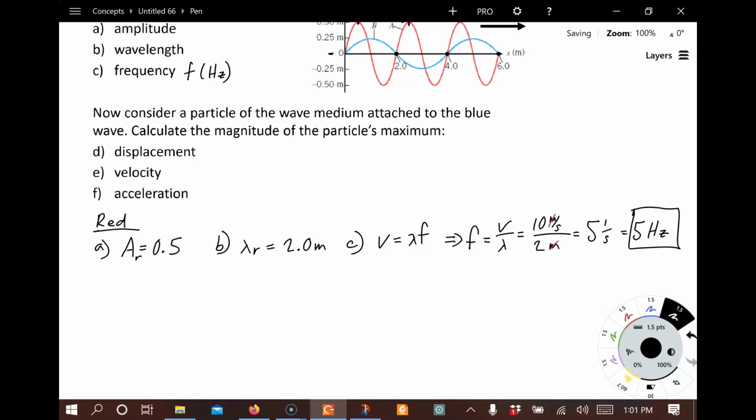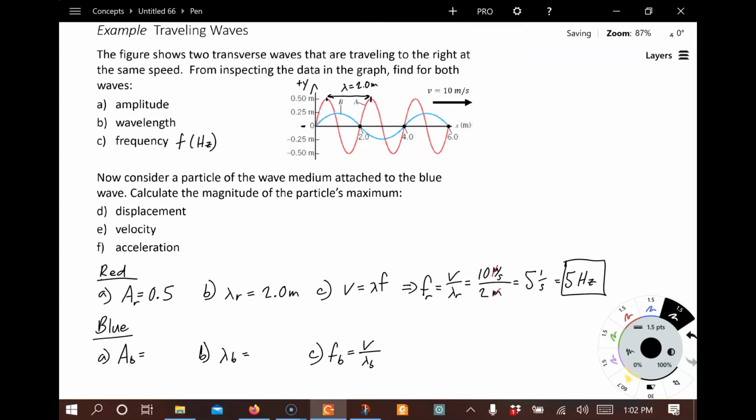Let's do the same thing for the blue wave here. So the amplitude for the blue, the wavelength for the blue, and finally we're going to calculate the frequency for the blue. This is for the red. And again, that's going to be the speed of the wave divided by the wavelength.